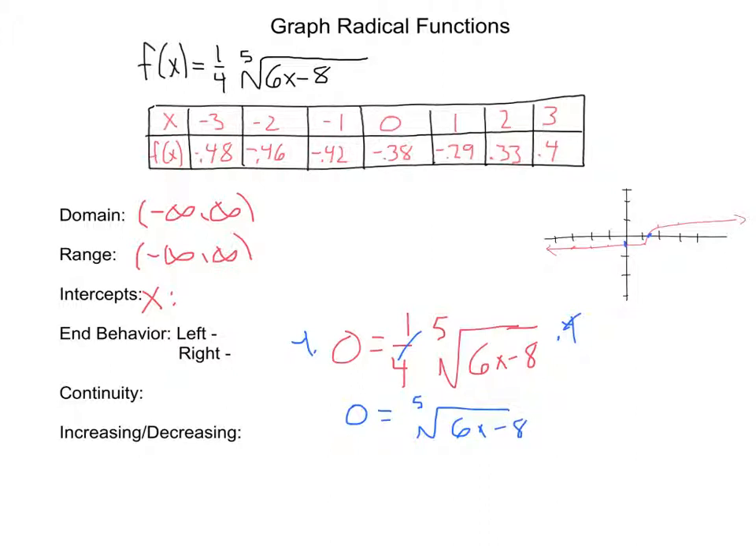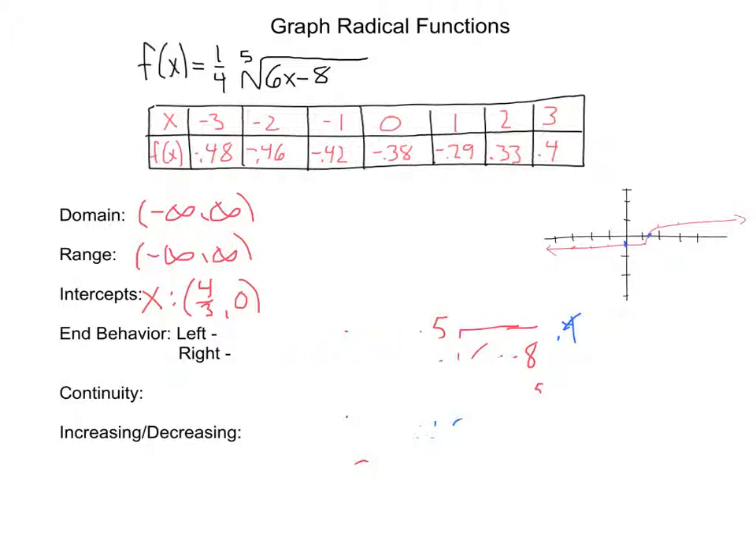The opposite of the fifth root is to do the fifth power of both sides. That'll give me 0 equals 6x minus 8. And if I solve for x, I'd add 8, divide by 6, simplify, and I'm going to get my x-intercept at 4/3, 0.